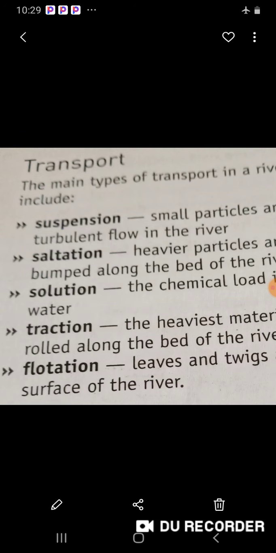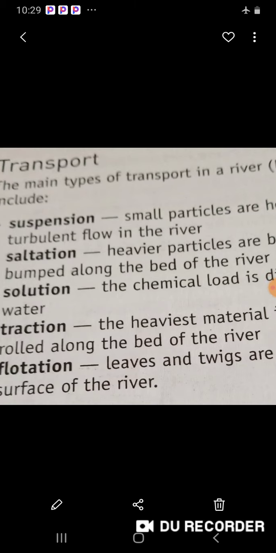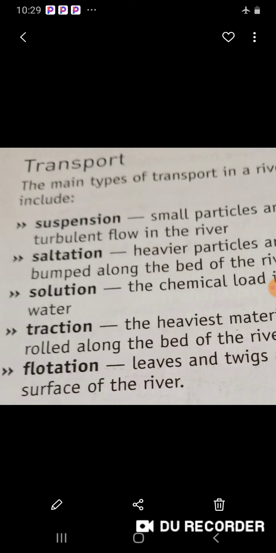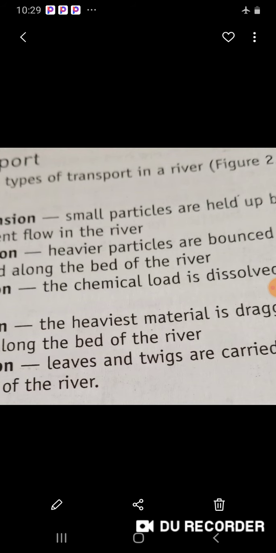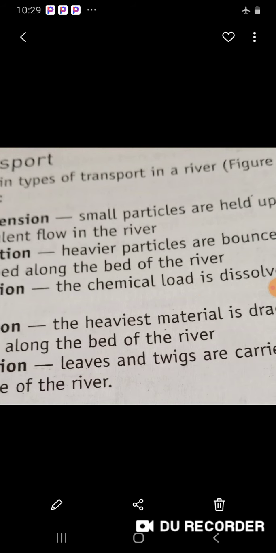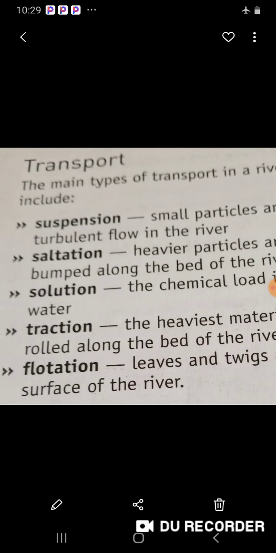One of the types of transport which a river takes is suspension. When we say suspension, we mean that as the river is being eroded, as explained, it suspends. Small particles are held up by turbulent flow in the river. It takes small particles of chemicals or soils which are being taken up by the river. It transfers those particles. The second one is saltation.